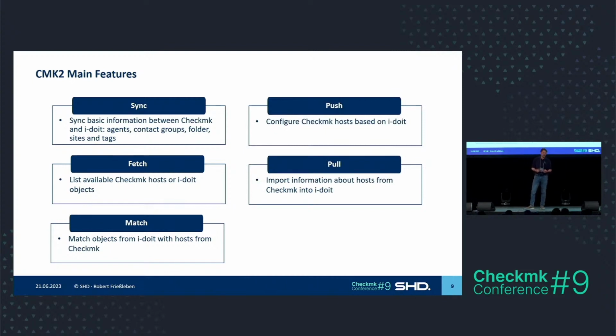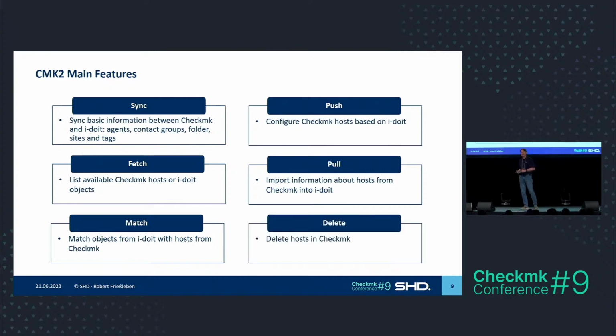The next group is push and pull. These are the real workers of this add-on. Push configures the Checkmk host based on the data from i-doit. And pull, on the other side, imports information about the host from Checkmk into i-doit. These are very powerful commands, so you have to be careful. And as Stan Lee already said, with great power comes great responsibility. So pay good attention to what you update here and always use proper filters.